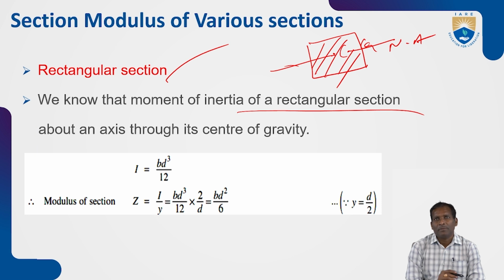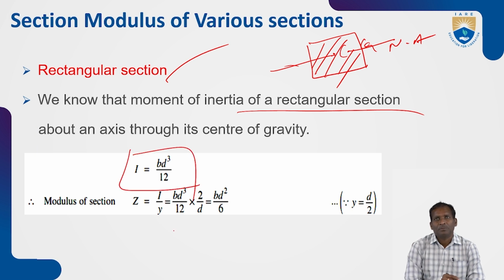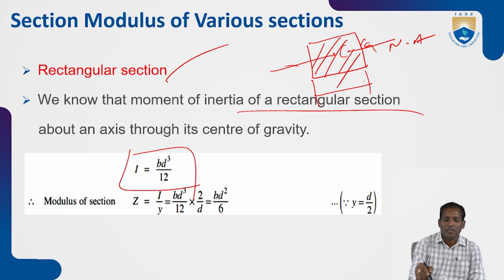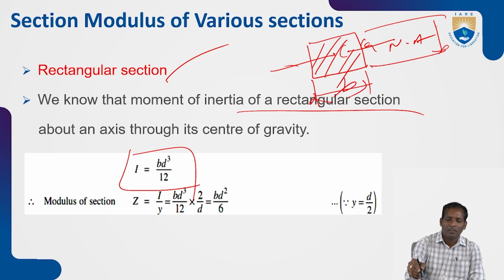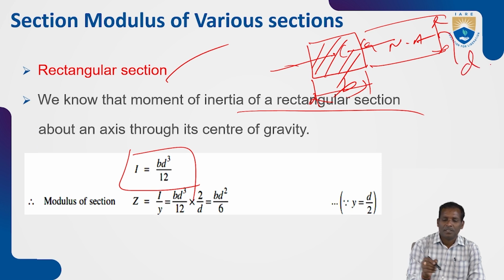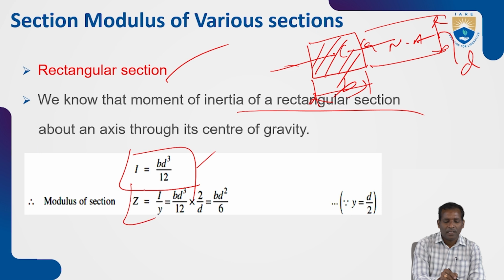We know that the moment of inertia of a rectangular section about an axis through its center of gravity, I, is equal to BD cubed by 12. What are B and D? B is the breadth of the section and D is the depth or height of the section. So for this rectangular section, the moment of inertia is BD cubed by 12. The modulus of section Z, already you know, is equal to I by y.